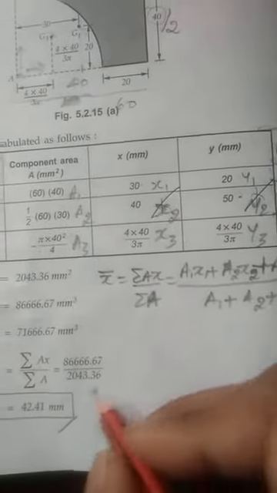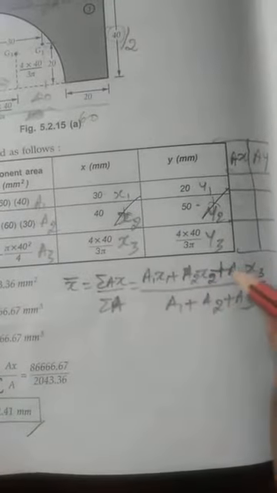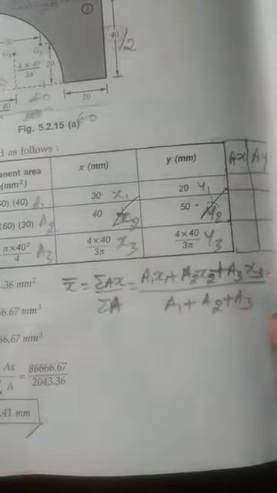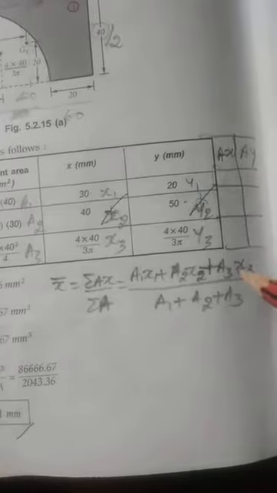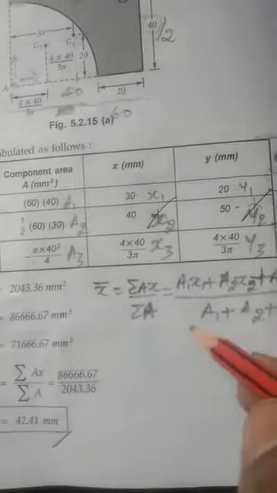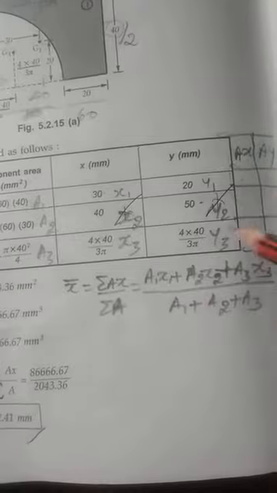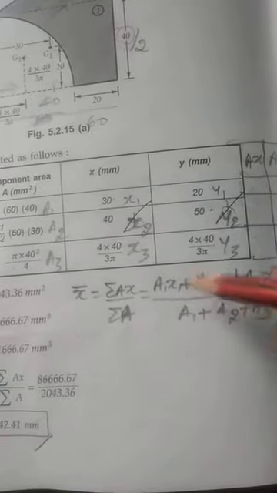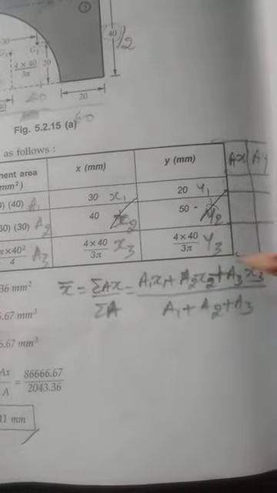Then you will get x bar. After substituting each value, add all together for the numerator, and add all together the denominator. Numerator divided by denominator, you will get x bar as 42.41. This is the best way, rather than making another table for ax and ay. You stop here and find it like this. It will be easier and you will also not make any mistakes.